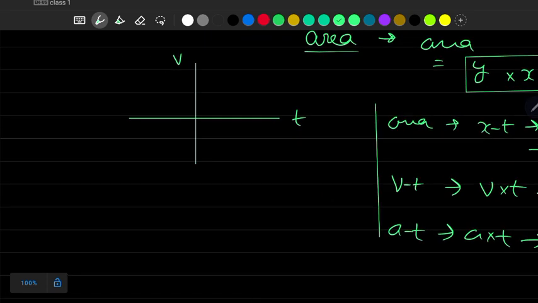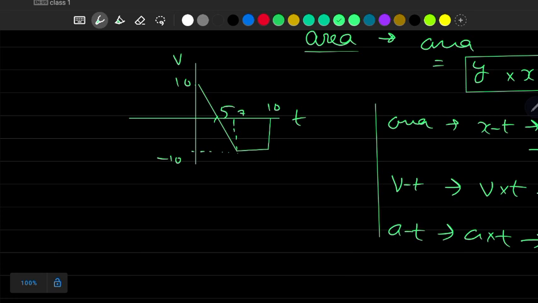Just like the area of a vt graph. Let's say this is your vt graph like this. This is 5, and this is let's say 7. This is 10, this is minus 10, and this is again 10.